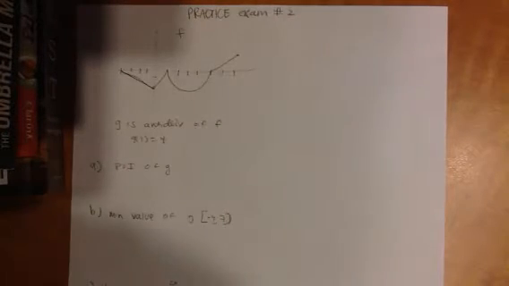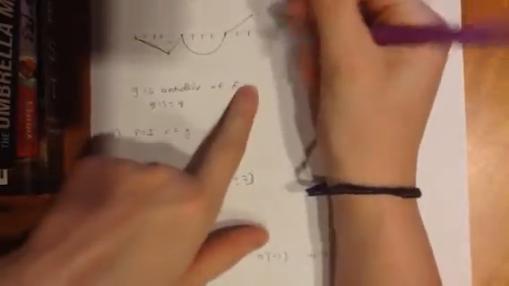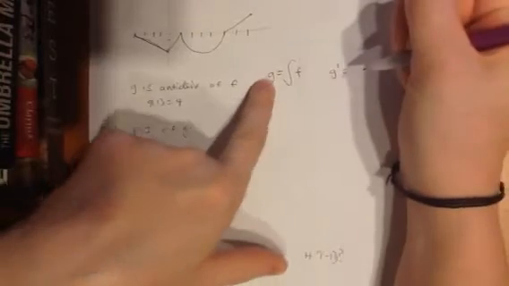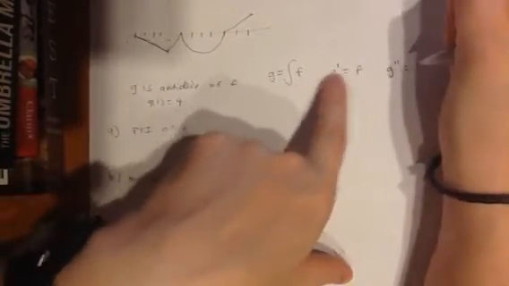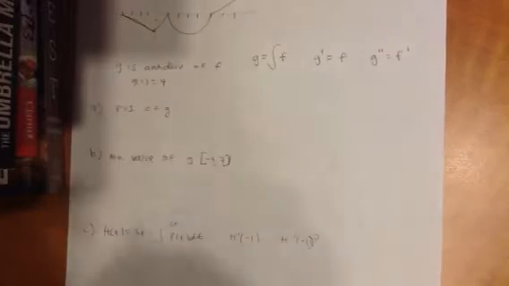Okay, for number 2, we have a graph of f, and it says that g is the antiderivative of f. So let's translate that from this sentence into math. g is the antiderivative of f, which means that g prime, the derivative of g, will just be f, and g double prime, take the derivative, will be f prime. So we've got this relationship right here, and we also know that g of 1 is 4.